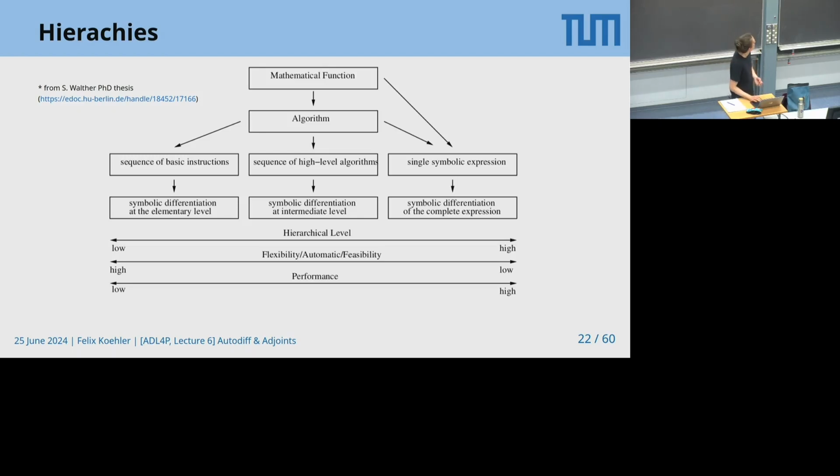And so essentially what the Autodiff engine does is that it either does symbolic differentiation at the very elementary level, as we saw is a valid way but might not be the most efficient, or it can do it at an intermediate level here. So he says that the hierarchy level goes from low to high. Then he says that flexibility, automaticality, and feasibility go from high to low. And the performance, of course, is, well, if you do vector mode, way better.